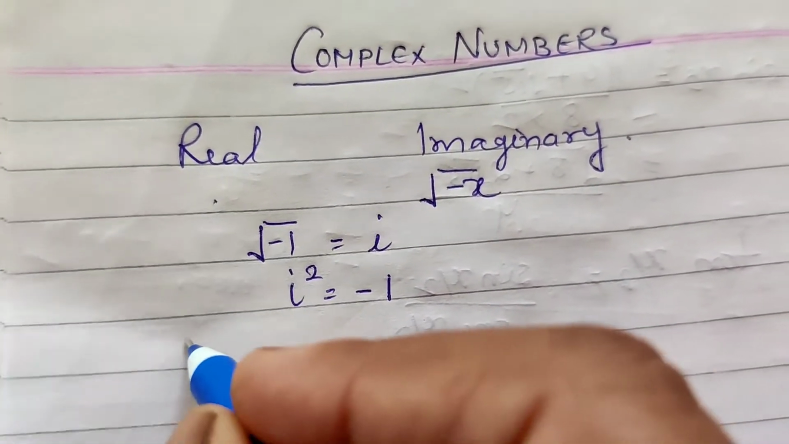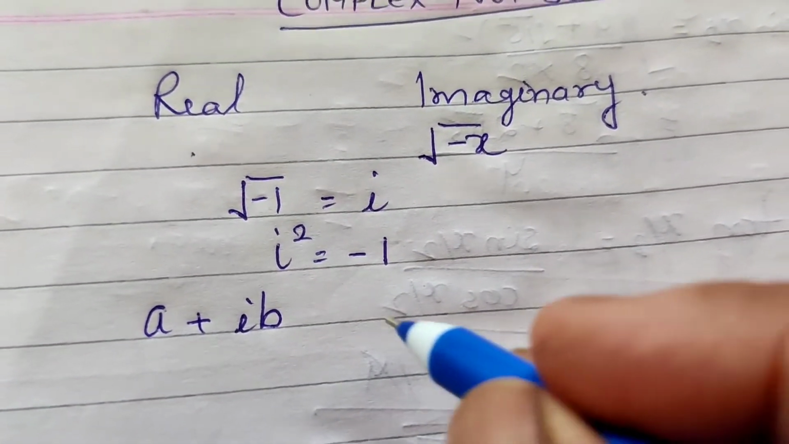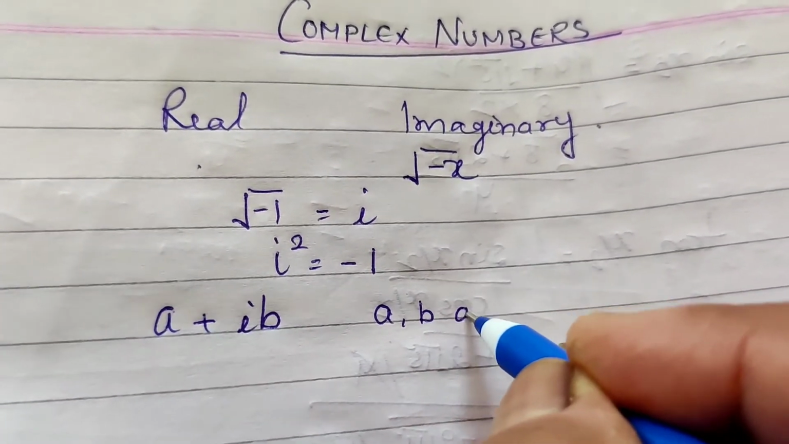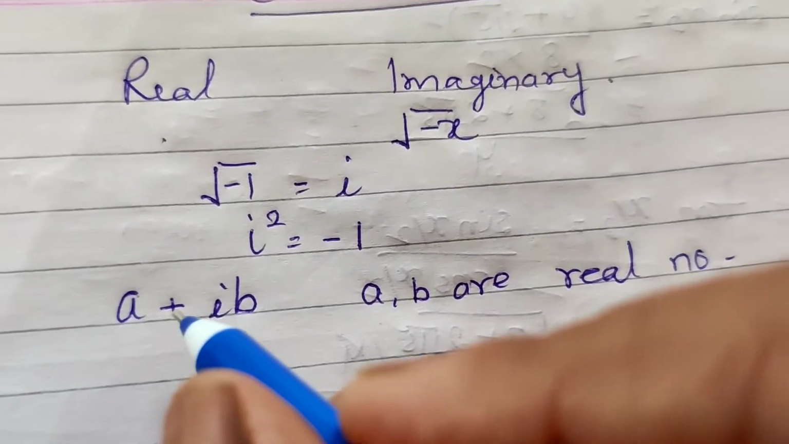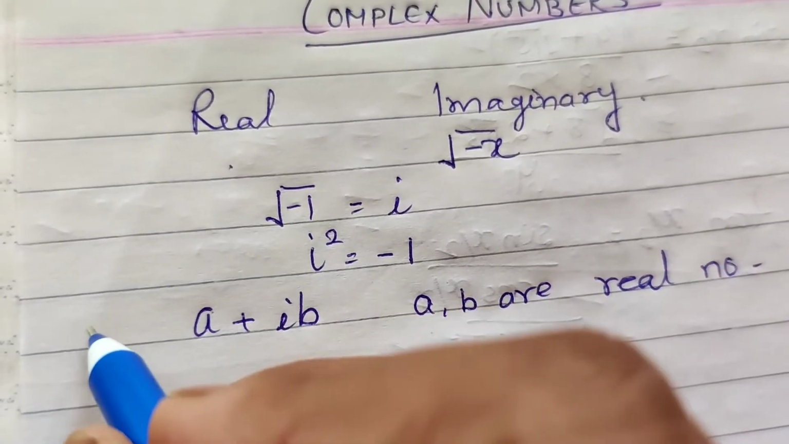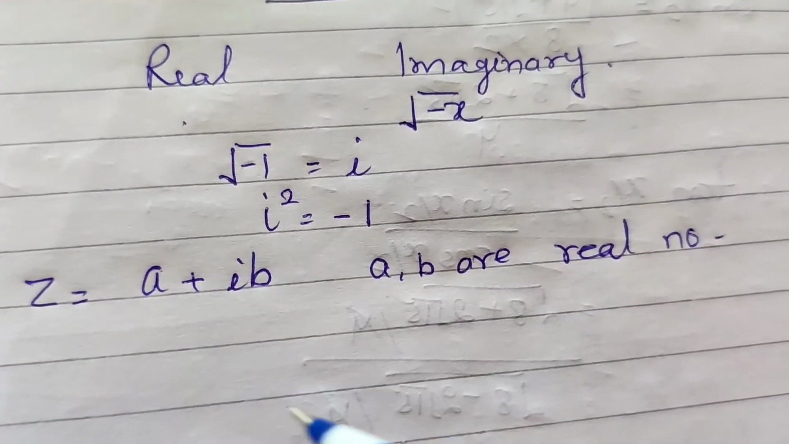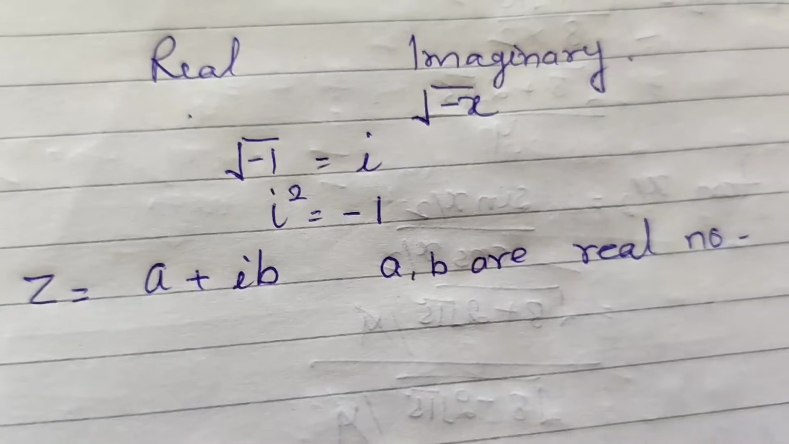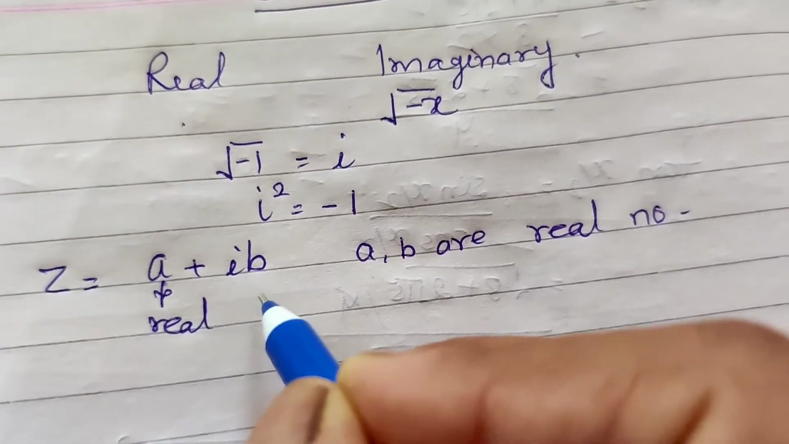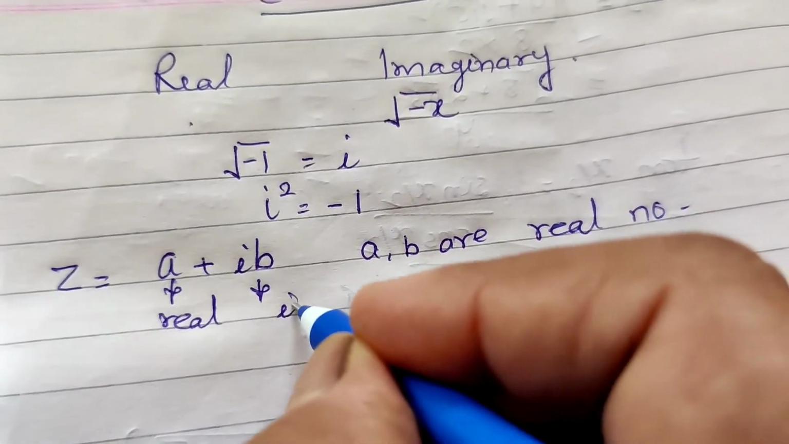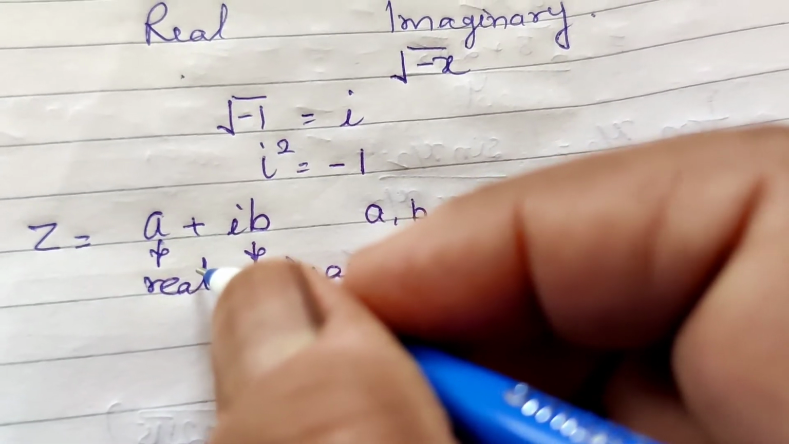A number in the form a plus ib is known as a complex number, where a and b are real numbers. A and b are real numbers and a plus ib is a complex number. It is denoted by z. Okay, it is a complex number. a is the real part and this is the imaginary part.